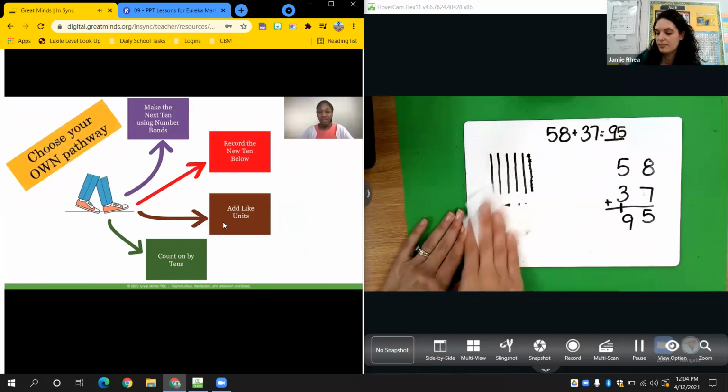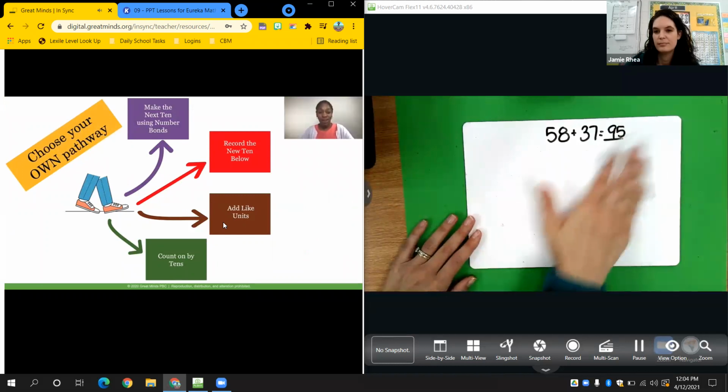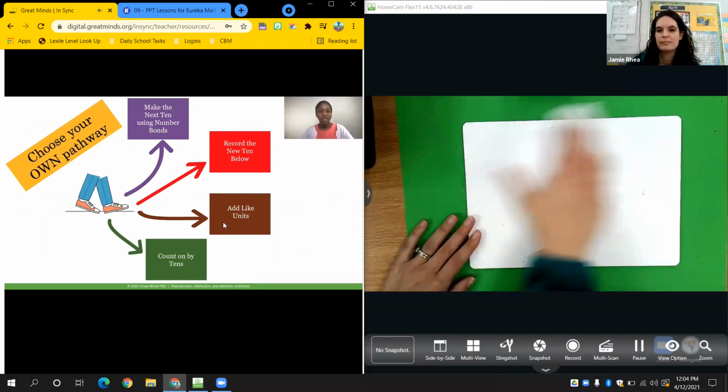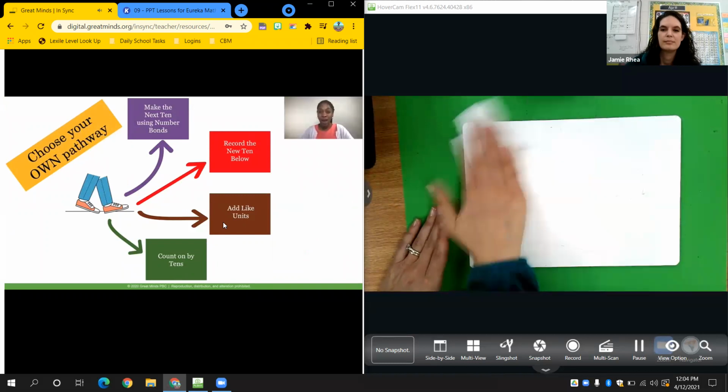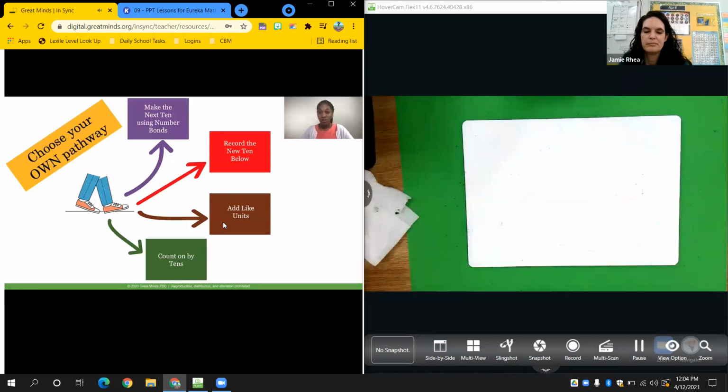And now, mathematicians, you get to choose your own pathway. I want you to ask yourself, what strategy do I feel most comfortable using? Or you might ask yourself, what strategy do I want to try to learn and get better at? You may choose to make the next 10, or you might choose to count on by 10s. You might choose to record the new 10 below, or you might choose to add like units.